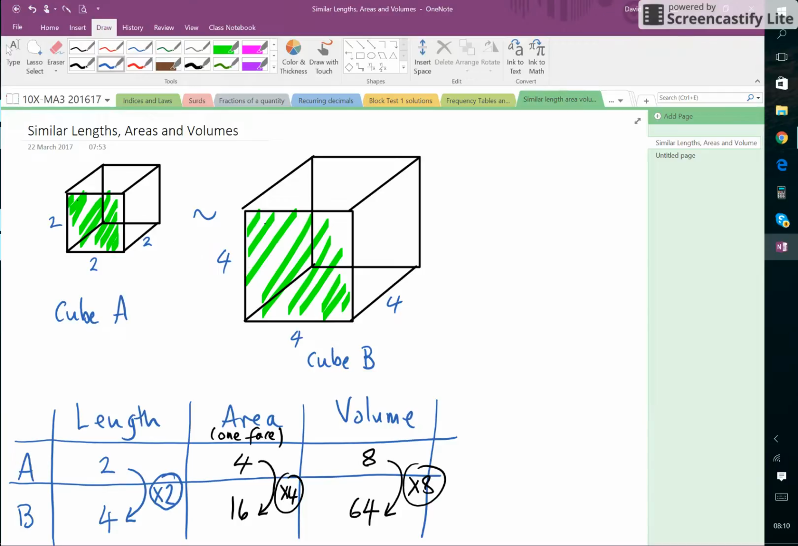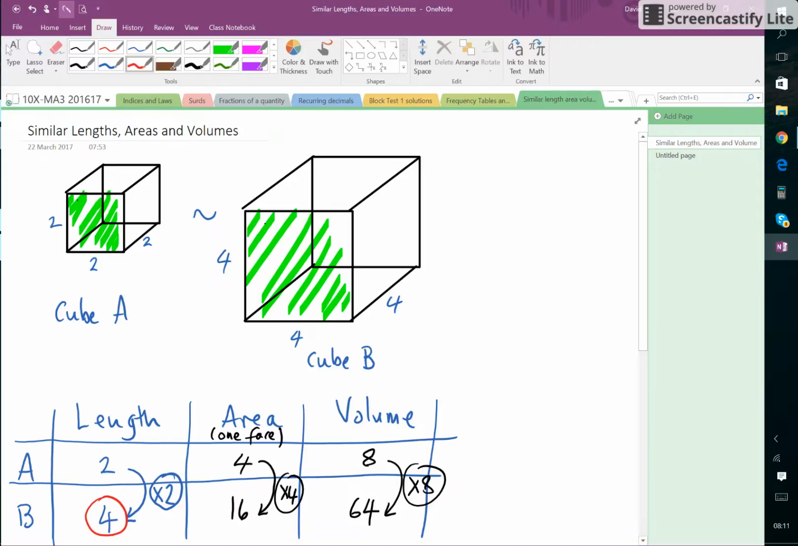And what we've got is the lengths of the first cube, cube A, to be 2 units. Whether it's meters or centimeters doesn't really matter. But there is a scaling going on of the lengths. In other words, the lengths of my bigger cube are twice as big. So the length of my cube A is 2, and the length of my cube B is 4.